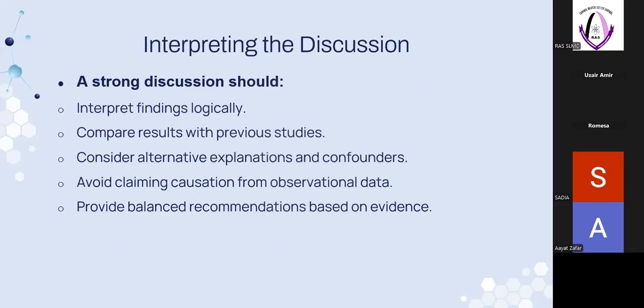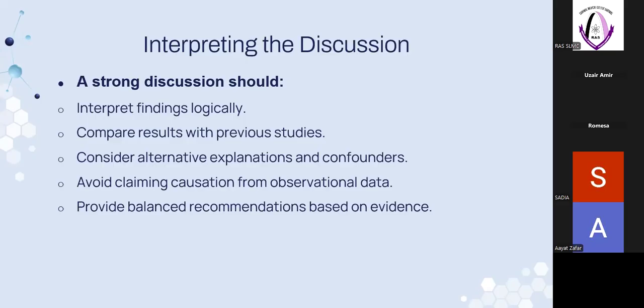Next, we have interpreting the discussion. A strong discussion should interpret findings logically. There should not be anything illogical or unsupported by evidence. It should compare results with previous studies. Let's say two studies were conducted in different portions of the world. The original study stated that hypertension is more prevalent among medical students, or in old age, and the other study does not say that. Let's say for some reason their population size was small.